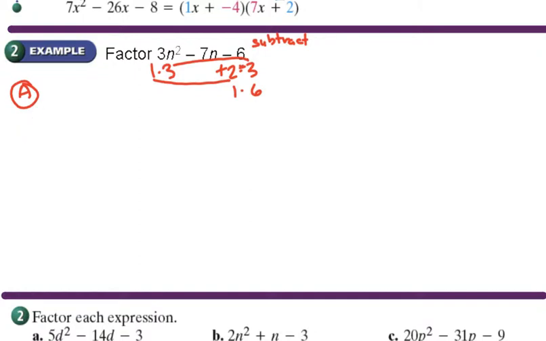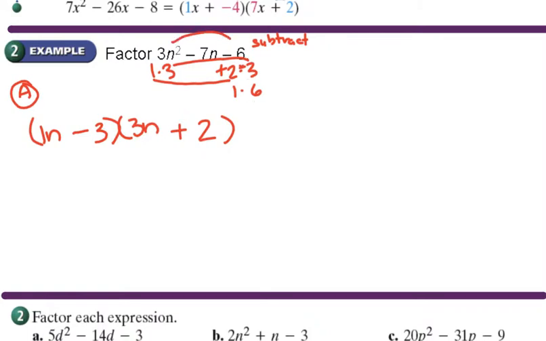Just from reasoning, okay? So now we have 1 and 3, so that would be 1n or just n, 3n, right? And then we have 1 has to match up with 2, so that's going to be 2 over here. And 3 has to match up with 3, so that goes there. And again, that's going to be negative 3, and that one's going to be positive 2.